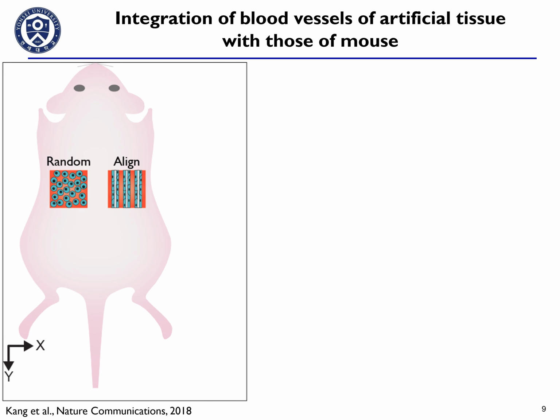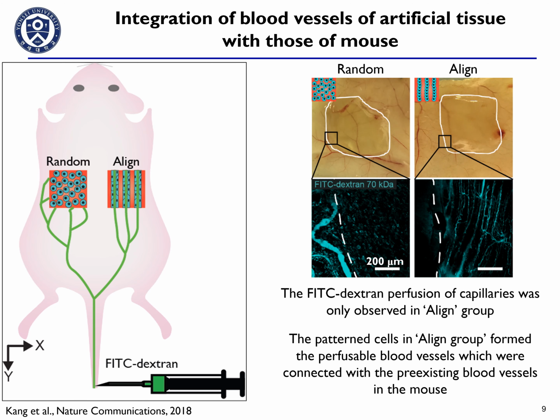After the fabricated tissue was transplanted to the mouse model and cultured for 1 week, we injected the fluorescent dye solution FITC-dextran into the blood vessels of the mouse tail. The fluorescent signal was only shown in the aligned group, not in the random group. This indicates that the patterned cells form perfusable blood vessels and connected with the pre-existing blood vessels in the mouse.